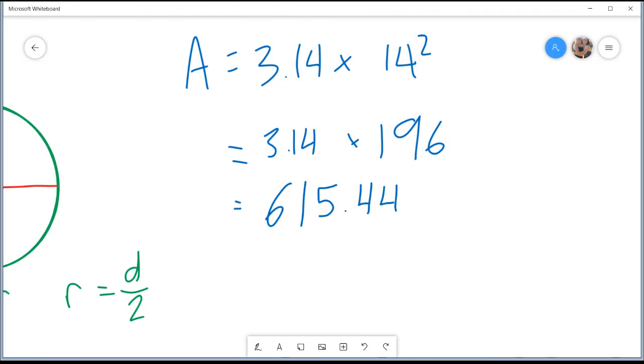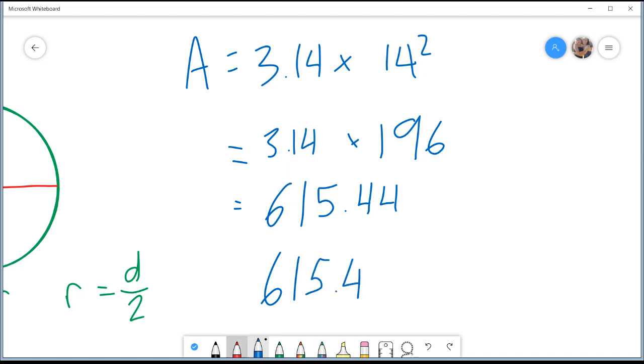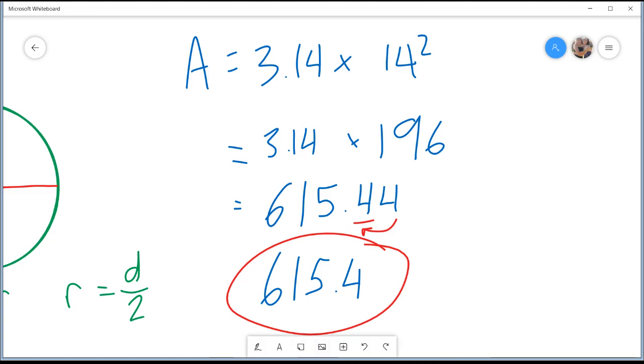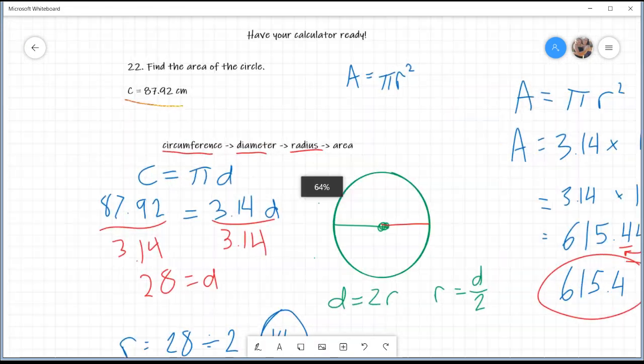Make sure you check the directions. In our book, it says to round to the nearest tenth. So if we're going to do that, we have 615.4, and we're going to stop because the 4 is telling us to keep it the same and not go up. So that's the area.